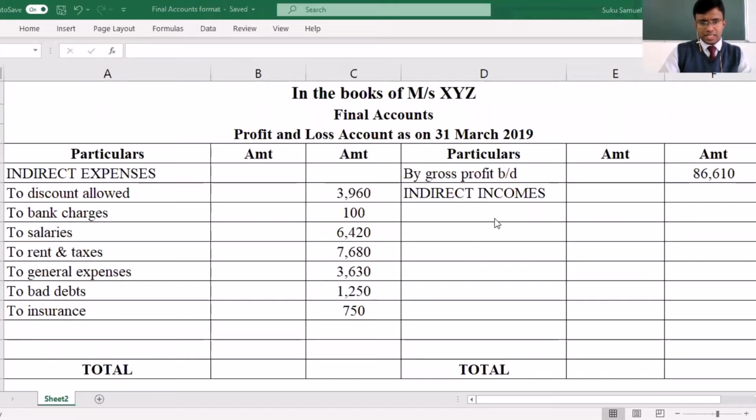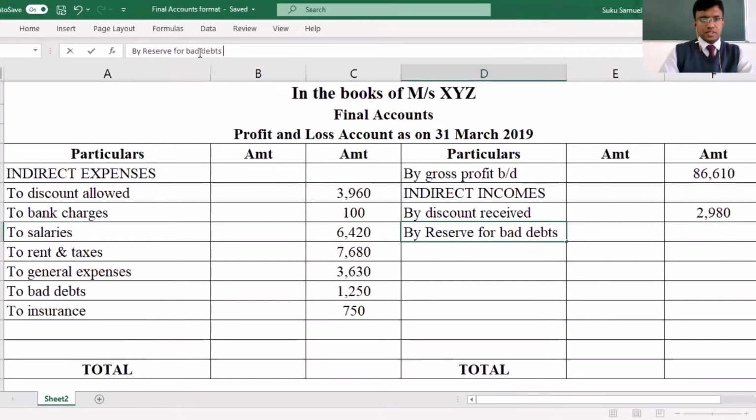Okay, now we have to consider the indirect incomes. What are the indirect incomes that we have? You have discount received. So discount received we have factored, which is 2,980. Then are there any other indirect incomes that we have? Yes, we have one more indirect income, which is reserved for bad debts. So this is 4,650. So that will also fall on the credit side.